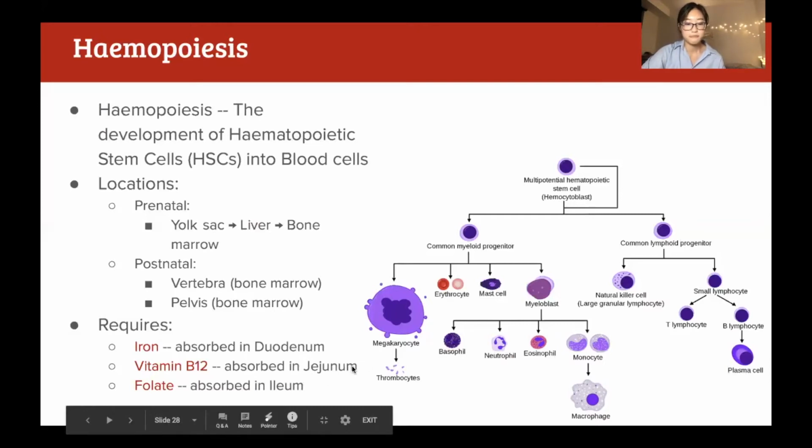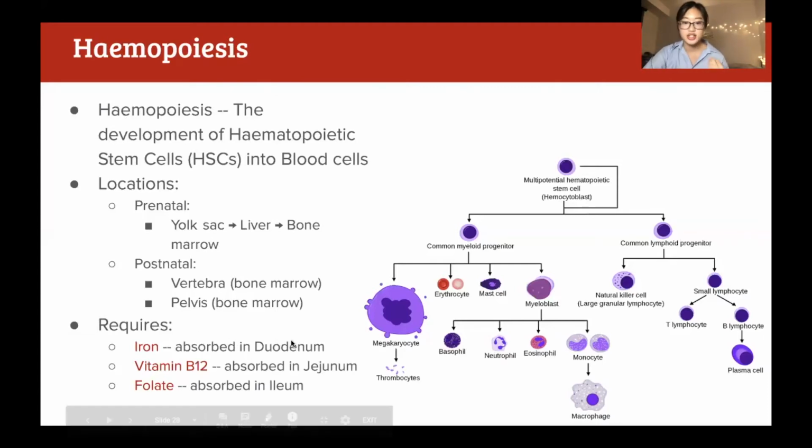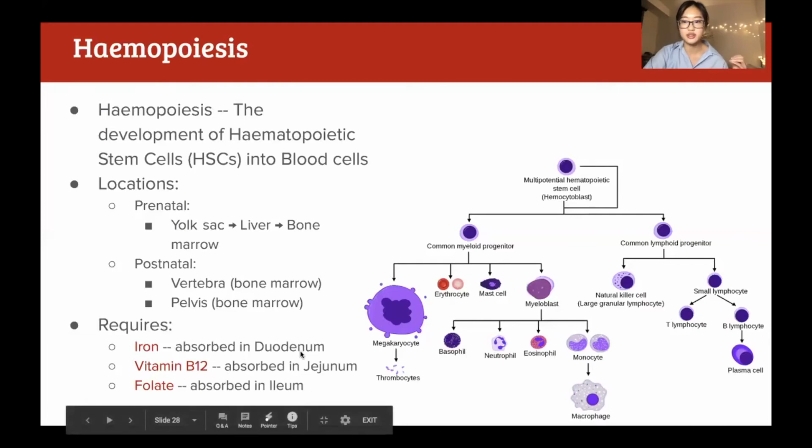You are going to learn in year 2 that different parts of the small intestine prioritize the absorption of different minerals. The duodenum is the first part, the jejunum is the second part, and the ileum is the third part. So just bear in mind that the body finds it so important that we have these three minerals that it has literally dedicated parts of the intestine to absorb them, amongst other nutrients.